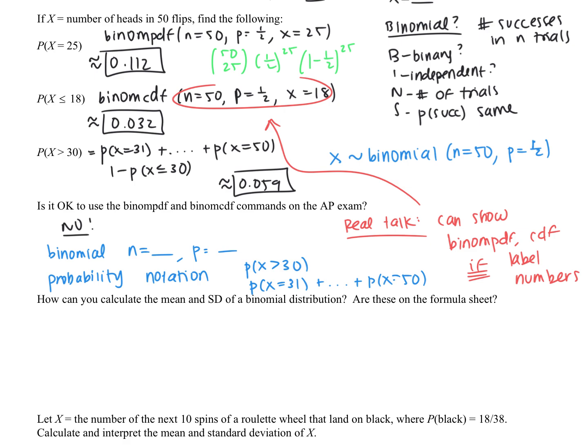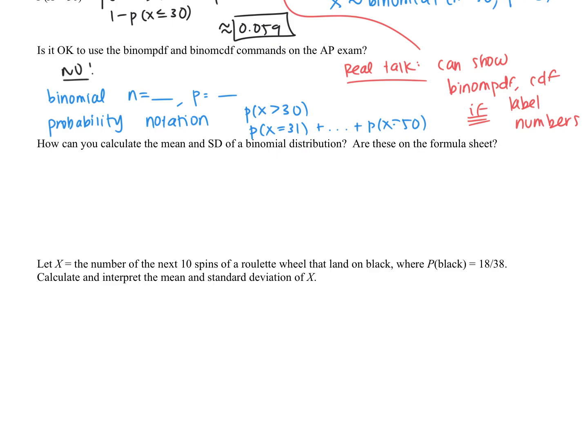Okay, we are going to do 2 more things for binomial, and then we'll take a break before geometric. Calculating mean and standard deviation of a binomial distribution. First of all, are these on the formula sheet? Yes, I already showed you that on the front page. The mean is the square root of np(1 minus p).